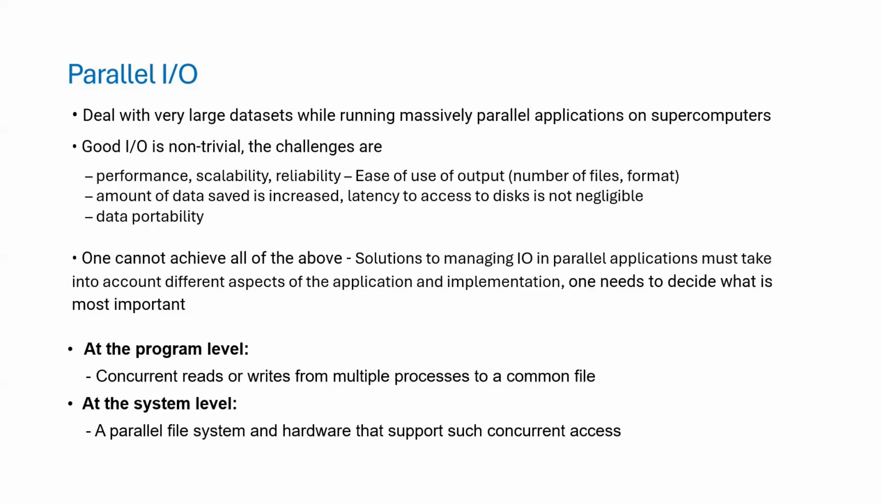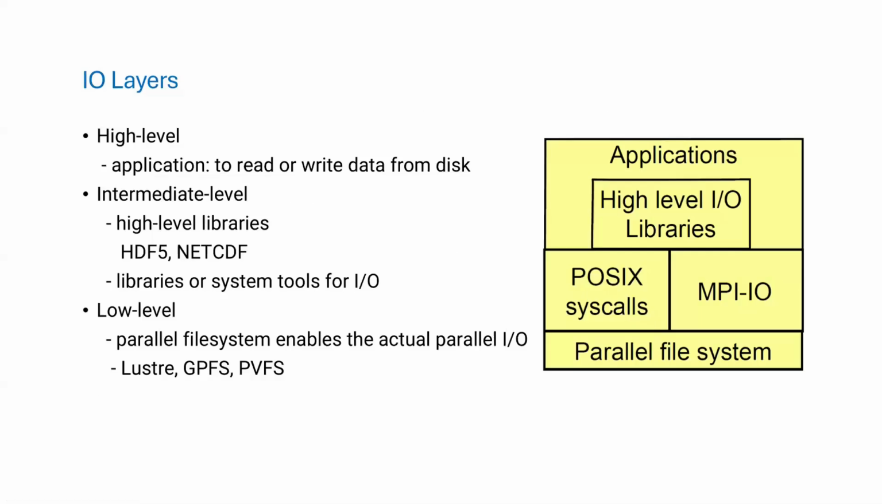Regardless, the basic thing at the program level is that the user will need to do concurrent reads or writes from multiple processes to a common file. At the system level, we need parallel file systems and hardware that support such concurrent access. When we talk about I/O layers and parallel I/O, we always start with this diagram to have a better understanding of the basics.